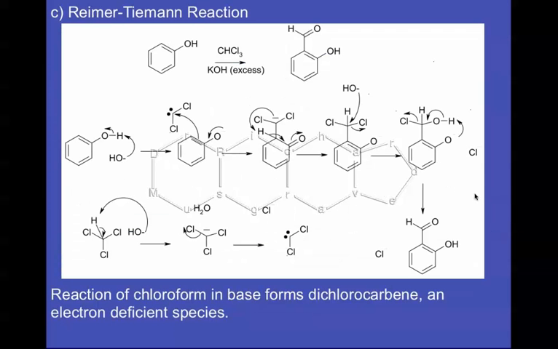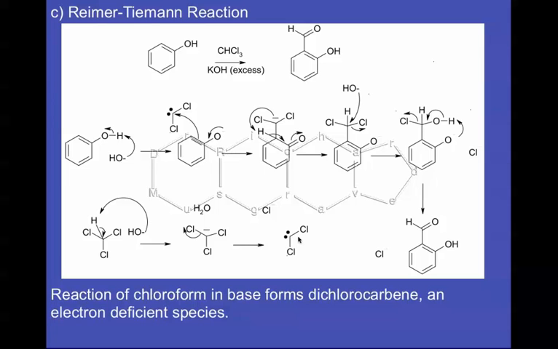In the Reimer-Tiemann reaction, we can get salicylaldehyde. So instead of the acid group here, we can get the aldehyde group. And we do this by using a dichlorocarbene intermediate. And the dichlorocarbene is formed from chloroform in excess KOH with some heat.